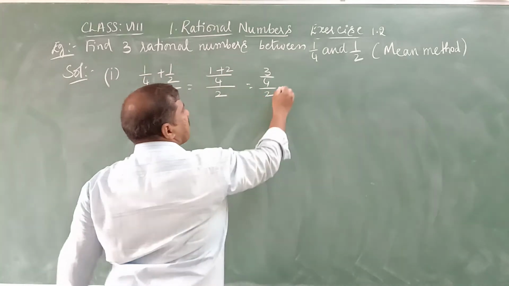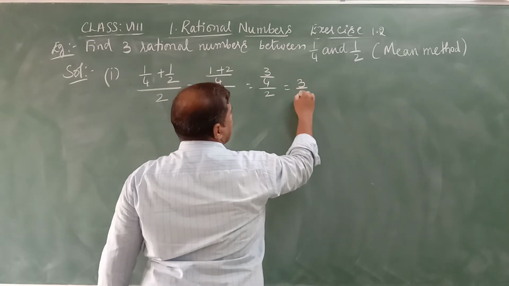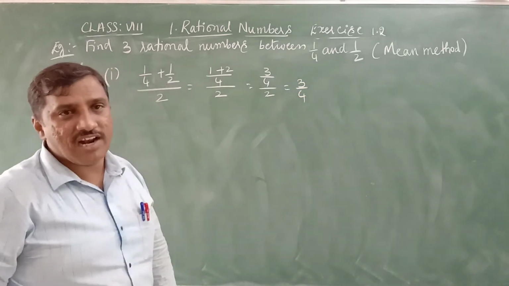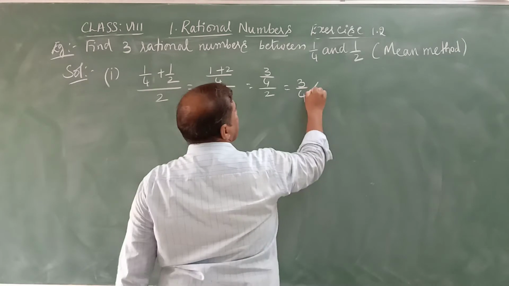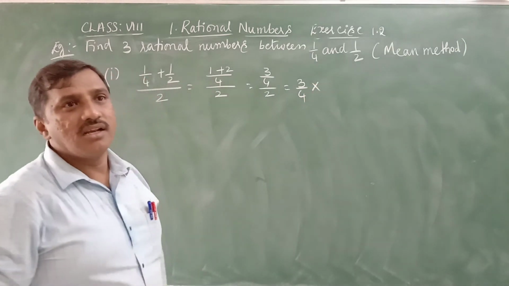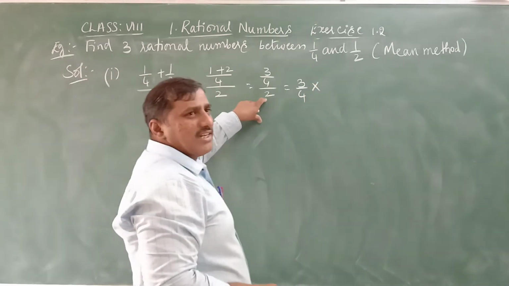How do we divide a fraction with another fraction? Yes, by multiplying the first fraction 3 by 4 with the reciprocal of the second fraction. So here the second fraction is 2. 2 means 2 by 1.